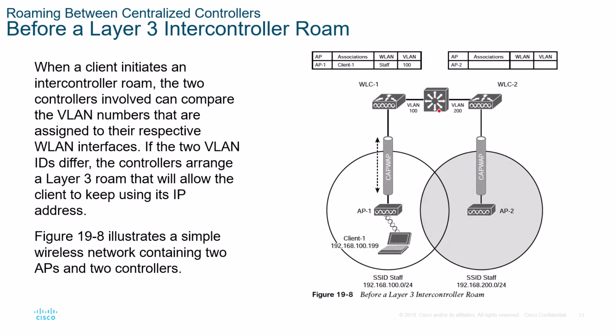So before a layer 3 intercontroller roam, for example, again, now notice that WAP 2 is on a separate VLAN, separate IP scheme. So when the client initiates an intercontroller roam, the two controllers involved can compare VLAN data and other network information that are assigned to them. If the two VLANs differ, again, the controller will arrange a layer 3 roam that allows the client to keep using its IP address while it migrates over.